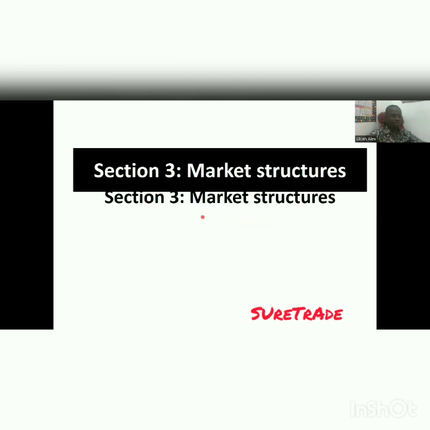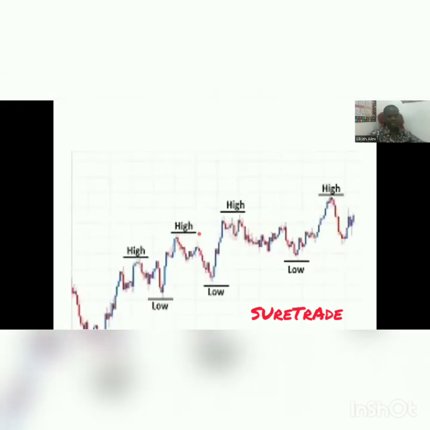So next is the market structure. Market structure looks like this. Market structure is when you have a low, you have a high, then a lower high, and a lower high, and then a higher high, a lower high, and then a higher high, lower high, higher high. So this is a structure, okay? So talking about structure, this structure here, this is a structure.